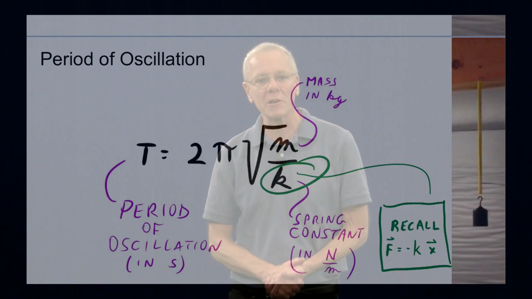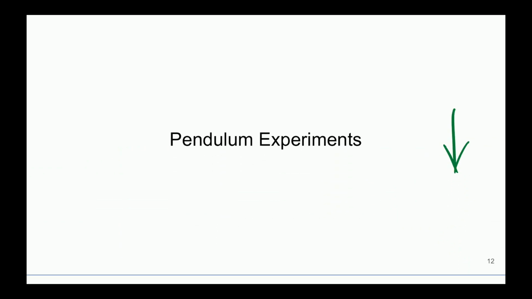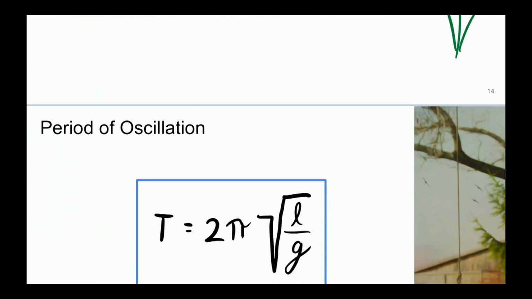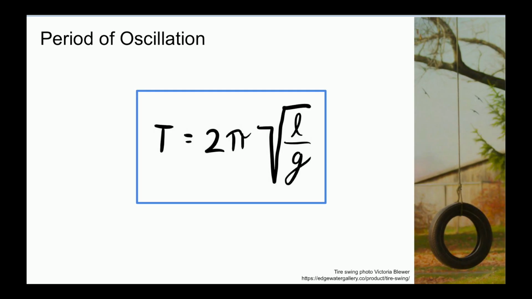This works remarkably well. We've done this in class. We've done different labs with different unknowns, and you can always solve for the unknown if you know the other bits in there. So you can solve for T, you can solve for K, you can solve for M if you want to. The pendulum is very similar, and I'm going to just jump right to the punchline here.